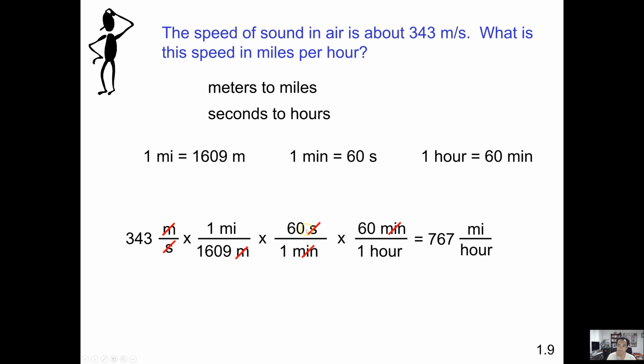Now this is actually a two-part conversion, because you have to convert first the meters to miles, and then you have to convert the seconds to the hours, and that's why we have these two. So whatever's left behind, that's how you know you actually did it correctly.